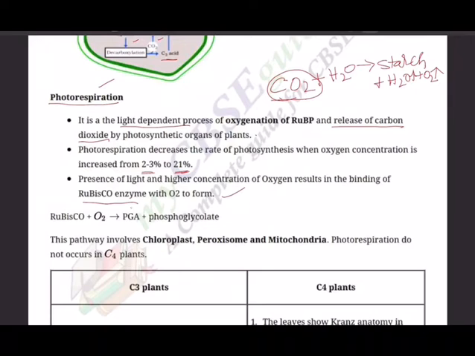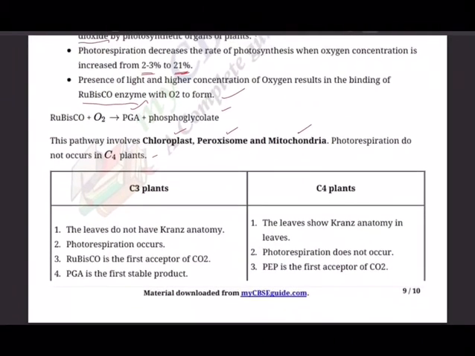Rubisco combines with oxygen, PGA is formed, plus phosphoglycolate. This pathway involves chloroplast, peroxisome and mitochondria. 3 organelles are involved. So photorespiration does not occur in C4 plants. Photorespiration occurs only in C3.